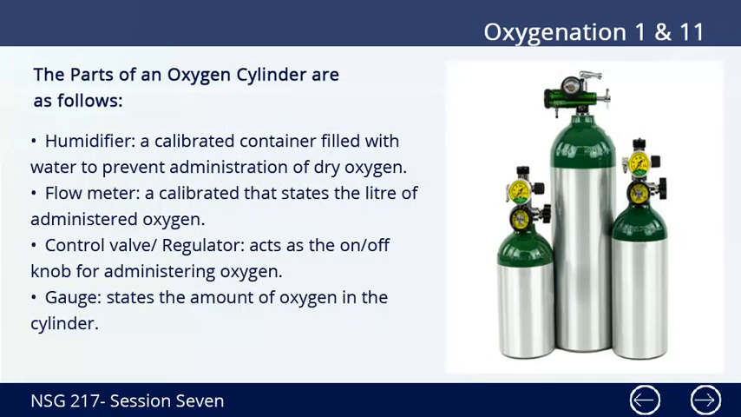The parts of an oxygen cylinder are as follows. Humidifier, that is a calibrated container filled with water to prevent administration of dry oxygen. Flow meter, a calibrated gauge that states the liters of oxygen administered. Control valve or stroke regulator, these act as the on and off knob for administering oxygen. The gauge states the amount of oxygen in the cylinder.